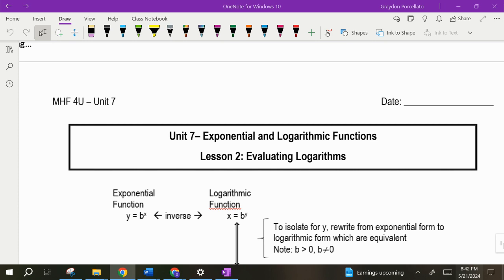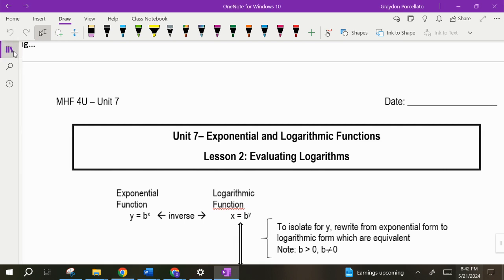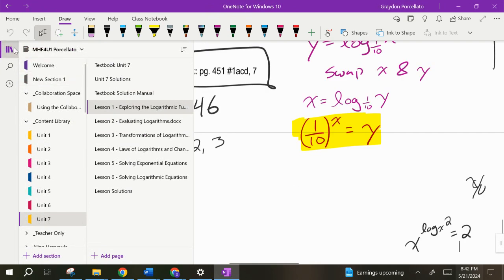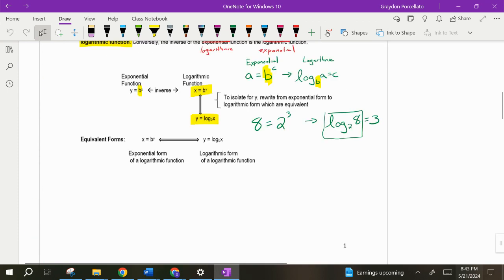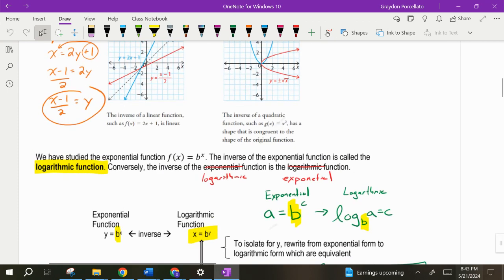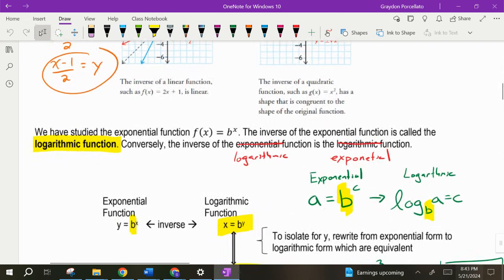Okay. So just to begin with, in lesson one, we took a look at what exactly the logarithmic function, or the log function, is. And I'll just quickly go over a brief explanation of lesson one here, focusing on this paragraph right here.